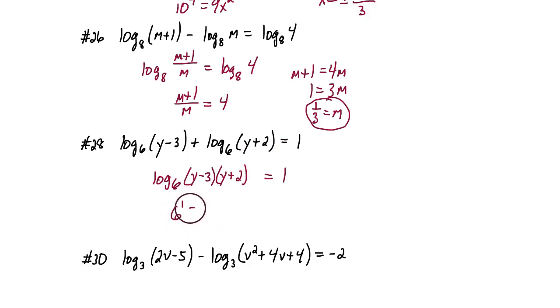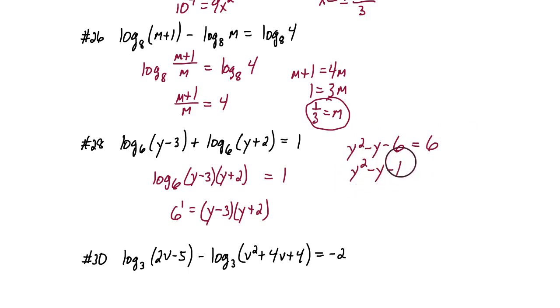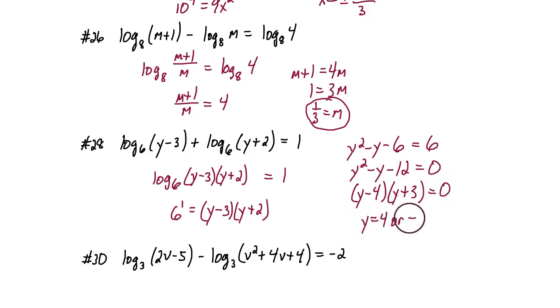Six to the 1st power is equal to (y minus 3) times (y plus 2). Let's do FOIL on the right side. We have y squared minus y minus 6 is equal to 6. Because this is quadratic, let's get it equal to 0, and we can solve using factoring. y equals 4 or negative 3.